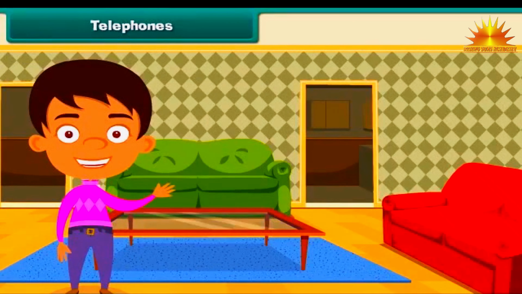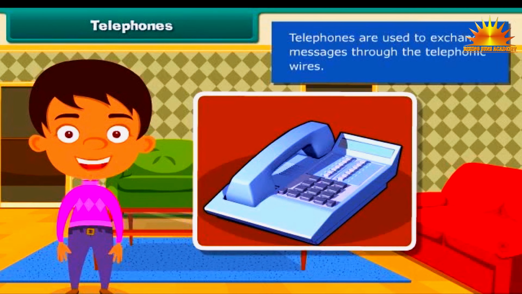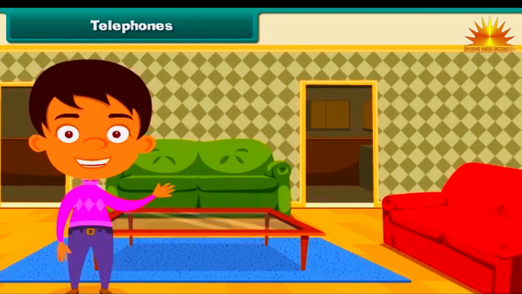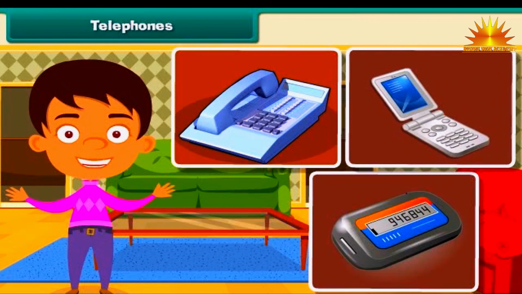Now let's move on to the next means of communication, that is, telephones. Actually, telephones are used to exchange messages through telephonic wires. It helps us talk to any person at any place in the world. With the advancement in technologies day by day, telephones got first replaced with pagers and then with mobile phones. Now let us learn more about them.